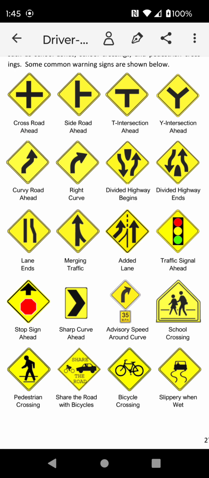Then you've got your school crossing and your pedestrian crossing. Always be leery of them. Plus, be wary of sharing the road with bicycles. See the sign there, or the bicycle crossing. And always be leery of the slippery when wet sign, because when a road is too wet, you can hydroplane if you're going fast enough, and you don't want to glide off like you're on a sled on snow and possibly hurt yourself or endanger others.